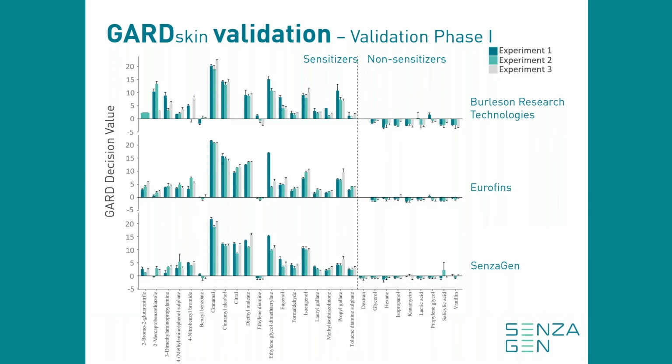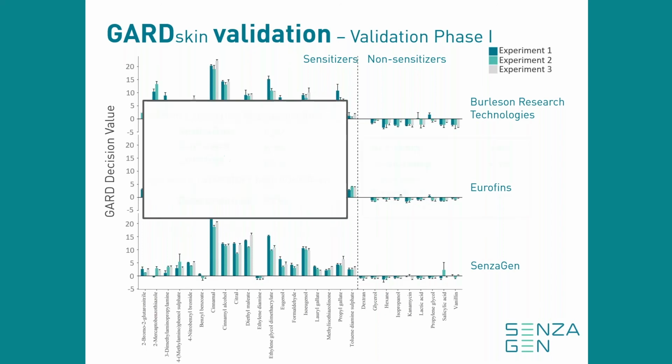So just briefly to remind you how to interpret the data. The chemicals to the left of the dotted line are the true sensitizers, and the compounds to the right are the true non-sensitizers according to reference data. A positive value is classified as a sensitizer. A negative value is classified as a non-sensitizer. As you can see from this figure, there is very little variance between the different experiments, but also between the different labs. And the majority of the sensitizers and the non-sensitizers were correctly predicted.